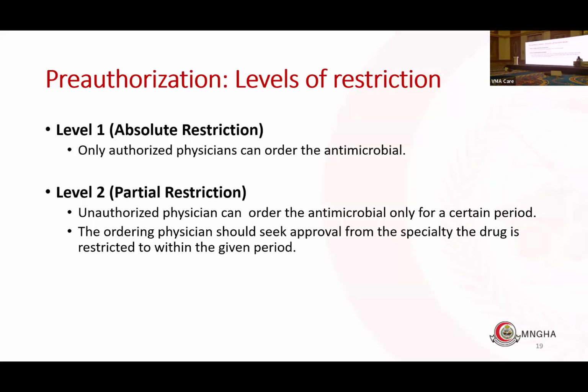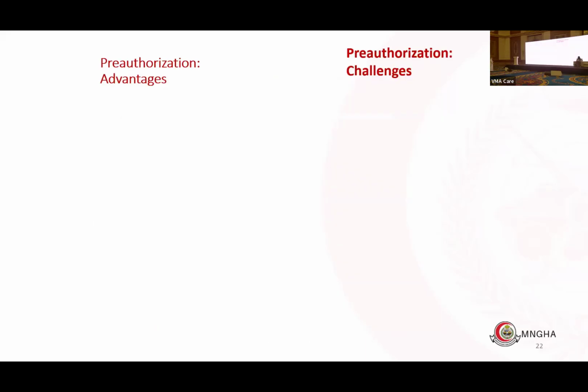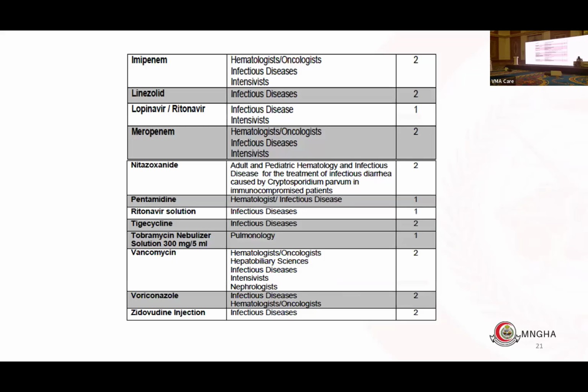What we meaning by level 2? They need approval. So unauthorized physician can order antimicrobial only for certain period. احنا بنحط 72 hour, but it need approval because it came as a consult for ASP, and we will approve or disapprove this order. This is the table. For example, عندنا imipenem احنا level 2. يعني level 2 for what? For whom?